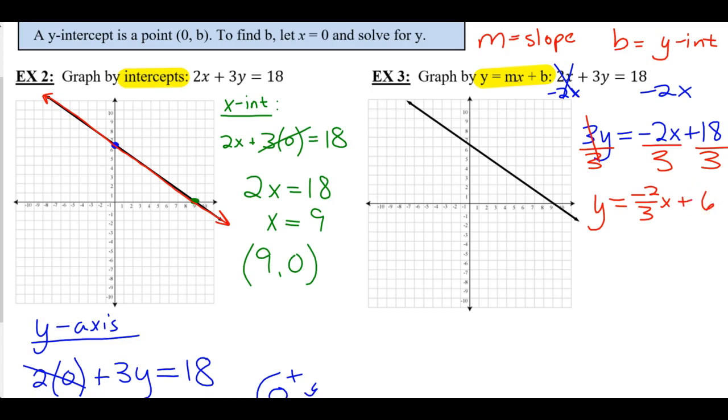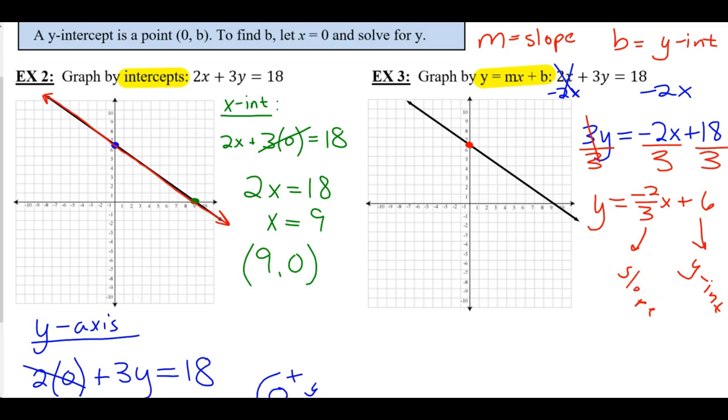Now, we actually already knew that was going to be 6, right? Because what is that number? The y-intercept, and we actually found that over here already. It was 6 down here, right? So, we already knew that. So, go ahead and put your y-intercept at 6. So, this number is our y-intercept. This number is our slope.